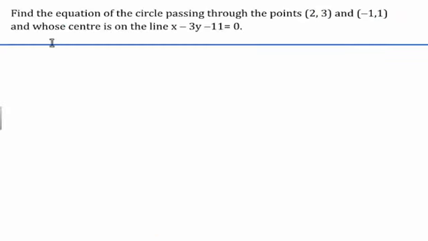In this question, we have to find the equation of the circle passing through the points with coordinates 2, 3 and minus 1, 1, and whose center is on the line x minus 3y minus 11 is equal to 0. Let's begin with the solution.